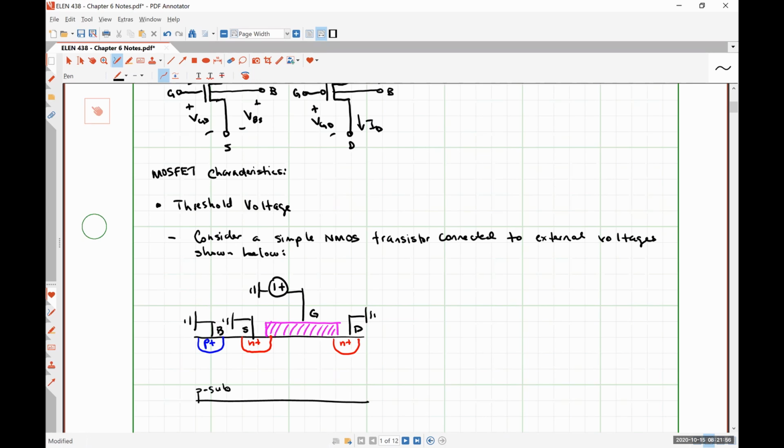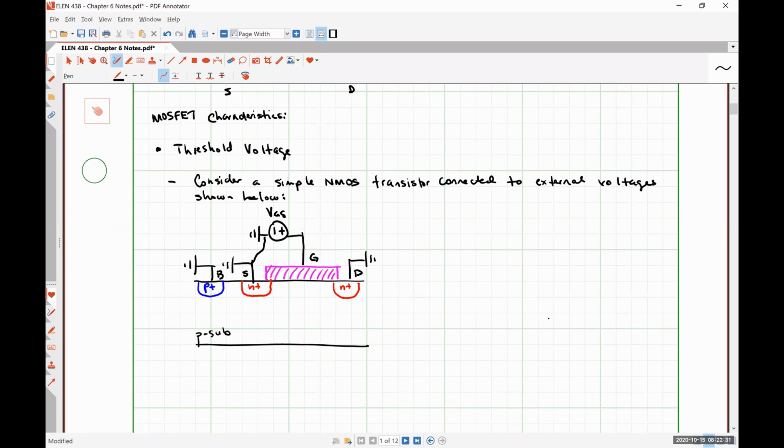Alrighty, so now let's talk about what happens next. Another thing, I should label this voltage. We are going to work under the assumption that our source remains grounded, and so I can call this voltage VGS. If my source is grounded, I can tie these two together like so. When I increase the voltage at the gate, I'm increasing the value of VGS.